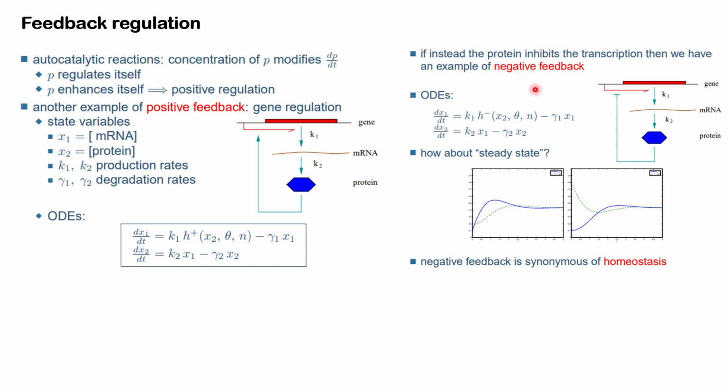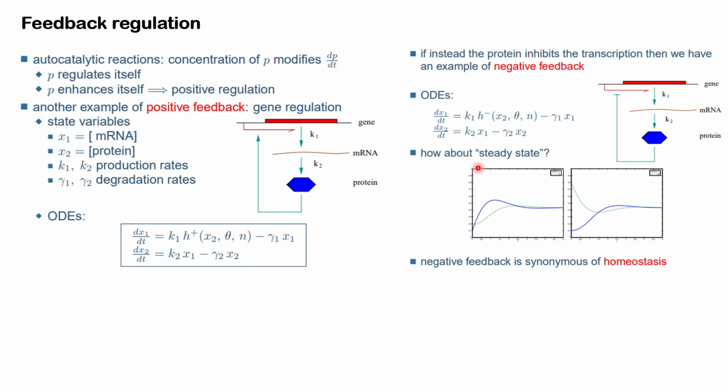Now, if instead of the protein enhancing itself, it is inhibiting itself, then we have what is known as a negative feedback. Here, the signs are slightly different, but the equations look very much the same. This was a Hill function of formation, and this is a Hill function of degradation. So that's the only change here. The rest of it is more or less the same.